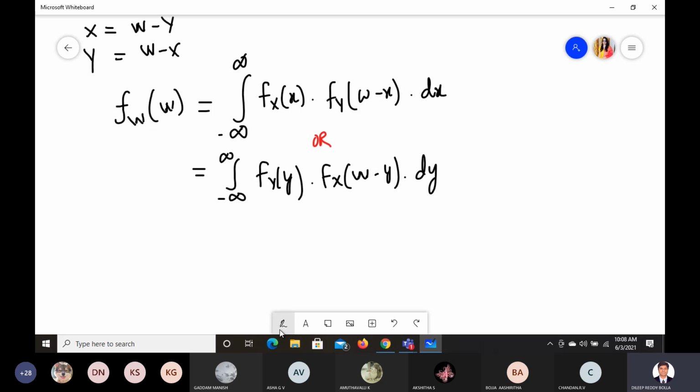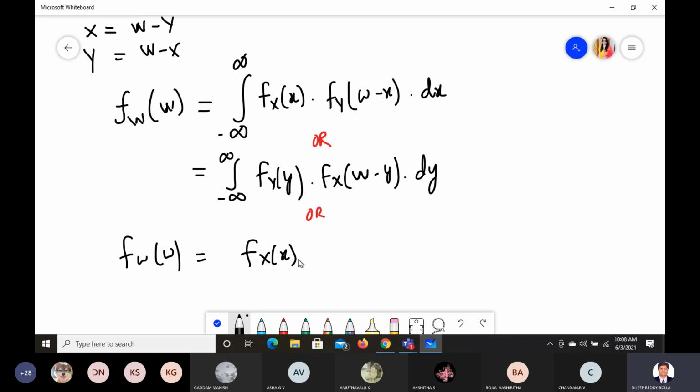One more way we can also write this. It is very simple. The corresponding function fW of w will be equal to fx of x, and the convolution of that, the star mark here, is the convolution operator, with fy of y. Where this star mark is, what operation is this?